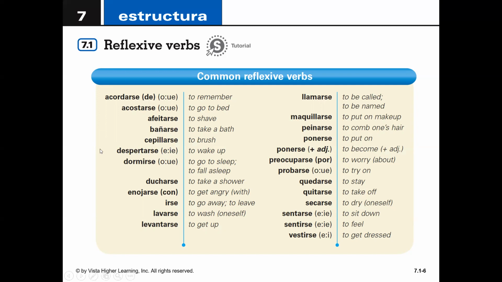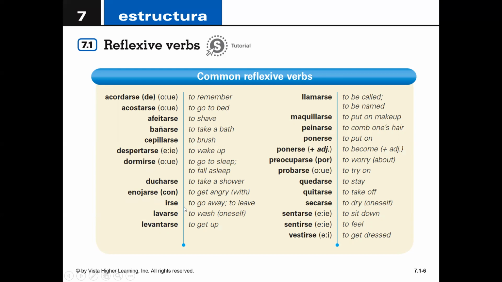Okay, for dormir, you already know this verb, but this is just a reflexive form, which means typically to fall asleep. So repita, dormirse. And this, of course, is the stem change here. Me duermo, te duermes, se duerme, etc. Ducharse. Enojarse.